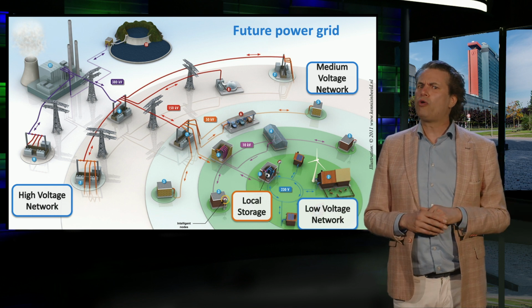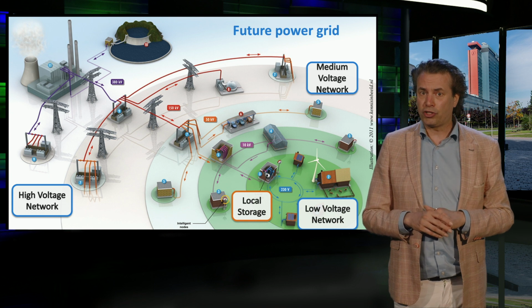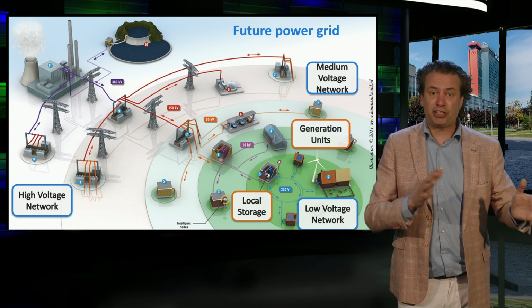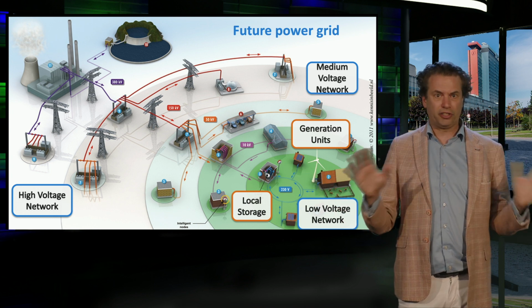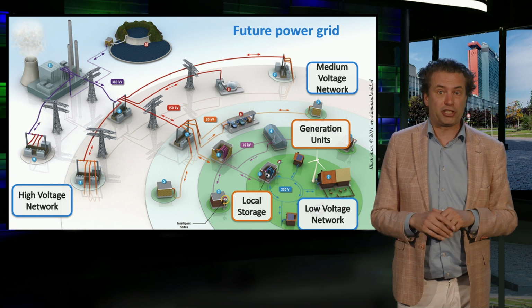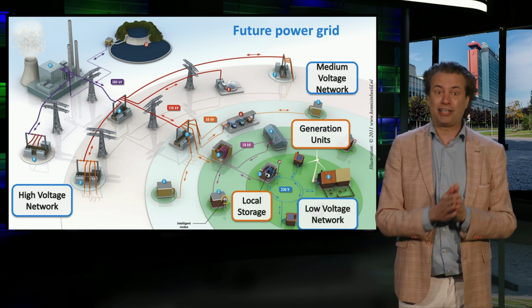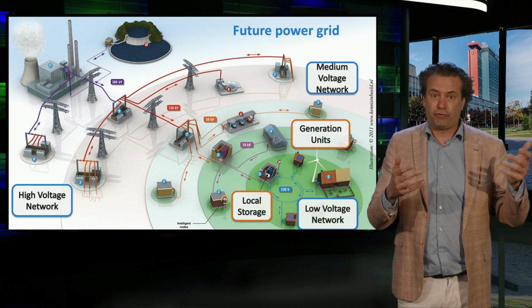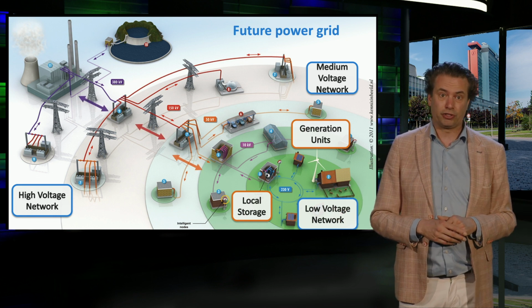Let's now have a look at how a future power system could look like. Please notice the differences. First, you might observe that there are generation units located at the distribution system level. They are not centralized as in the case of traditional power systems, but distributed. This is known as distributed generation. Some examples are photovoltaic panels, small wind turbines, and fuel cells, for instance.